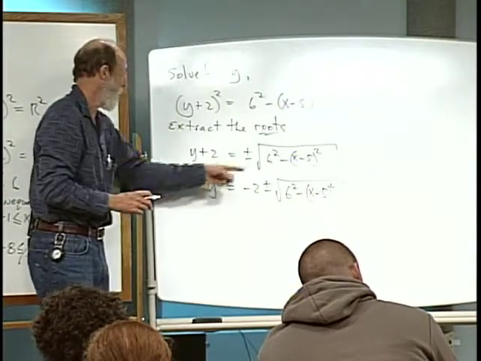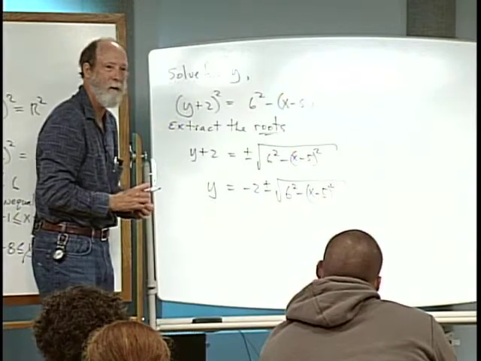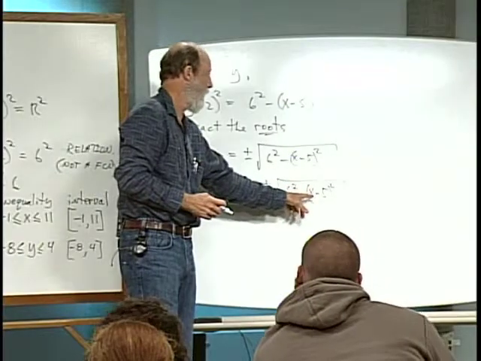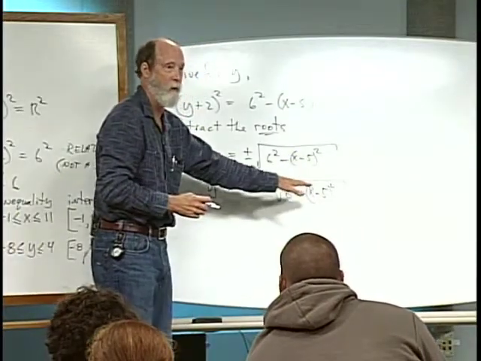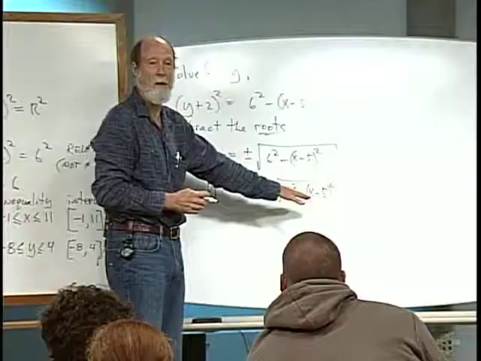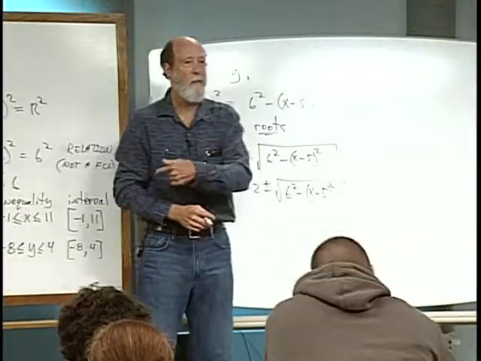Question, is this a function? No. Does it pass a vertical line test? In other words, if you put in one choice of x, you have to be in the domain though, don't you? What's the domain of this thing? Negative 1 to 11. How do we discover that? How do we discover the domain? By looking at the picture.